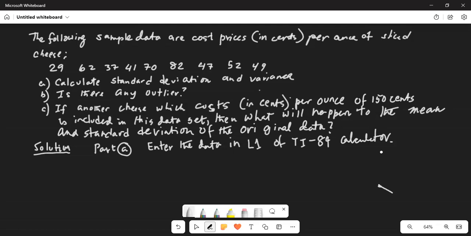Enter the data in L1: 29, 62, 37, 41, 70, 82, 47, 52, and 49. So I've entered the data in L1 of the calculator, okay? Now, what are the buttons I need to press after entering the data in L1?